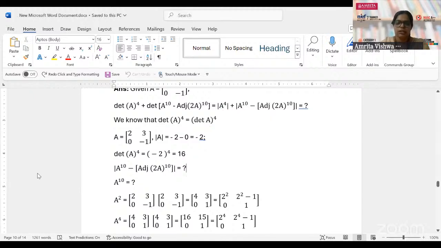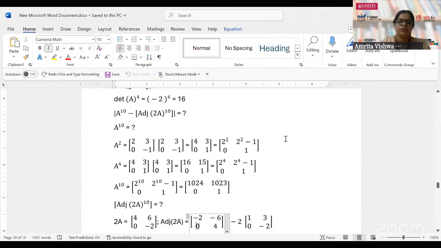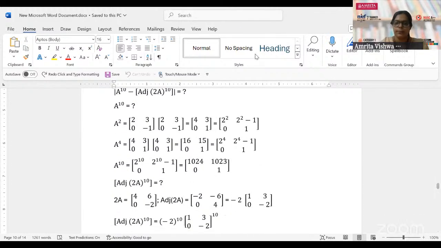Here, we'll split all of them individually and then do it. So A raised to 10, you already have A, that is [2, 3; 0, -1]. You can find A square, that is [2, 3; 0, -1] times [2, 3; 0, -1]. So it's going to be 4. Then this with this, it's going to be 6 minus 3, that is 3. Then this and this, it's going to be 0. And this, it's going to be minus 1 times minus 1, that is 1. So you got this.